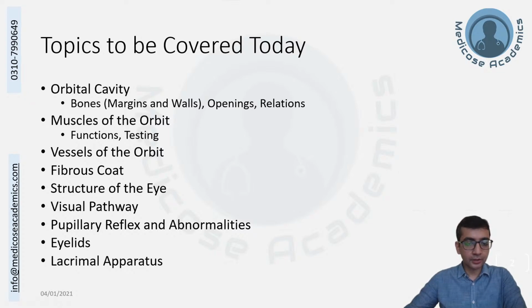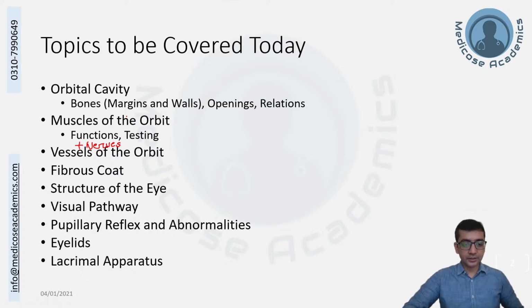Then we will move on to the structures, the vessels, and nerves of the orbit, majorly the branches of the ophthalmic artery, and the nerves will include the motor and the sensory nerves present there. In the eye, we will see its outer coverings, the fibrous coat. Then we will dive into the deeper structures that will include the other layers, the lens, the cornea, all the other things inside as we move along.